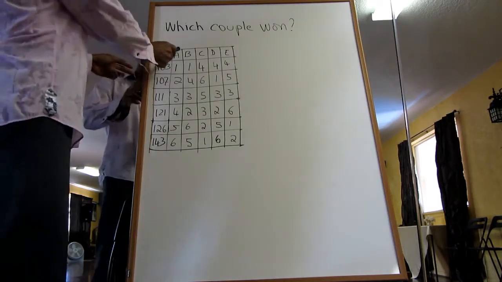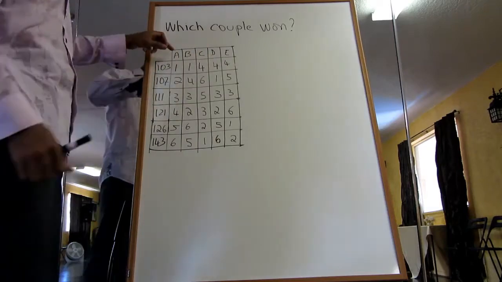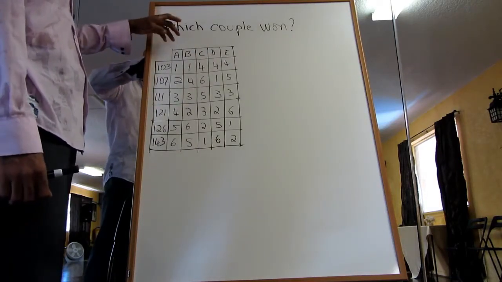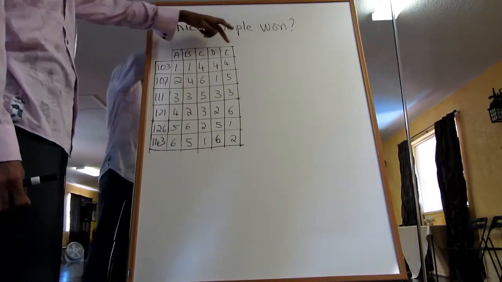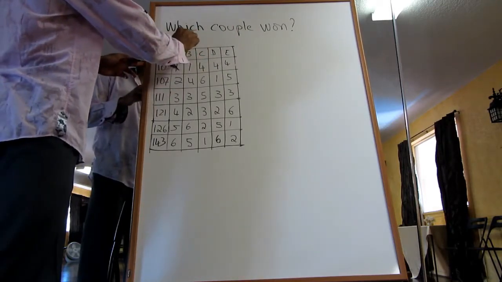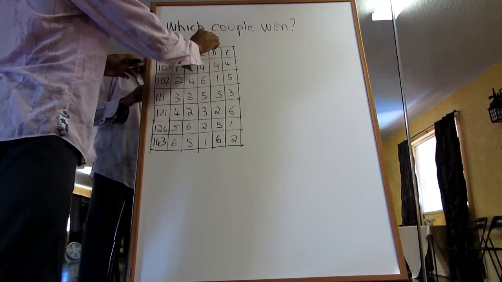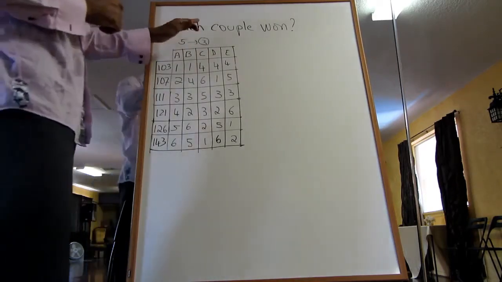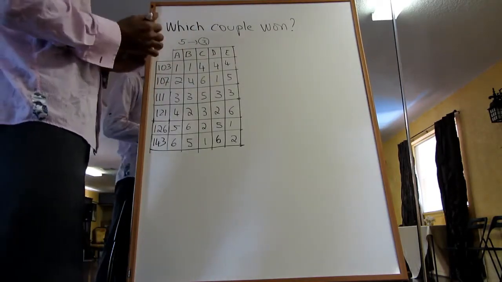So the letters here, those are the judges, called A, B, C. You have five judges. Because you have five judges, you need the majority of three to win a dance. So if you don't have three, you're not going to be able to win that dance.